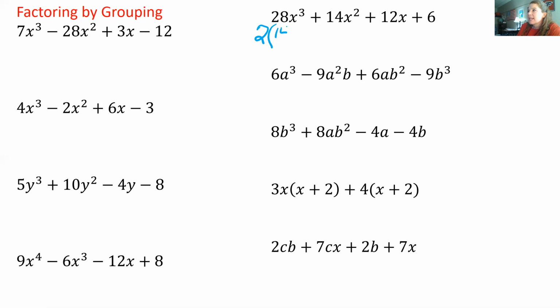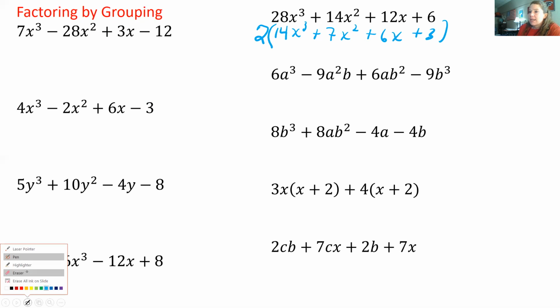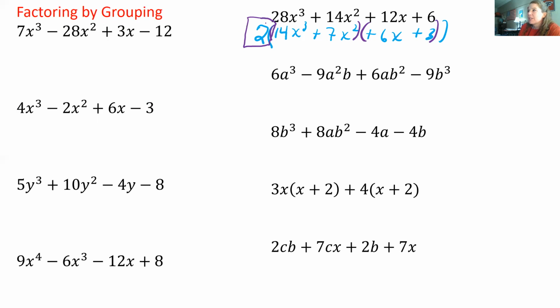So then I have 14x to the third plus 7x squared plus 6x plus 3. Now check your terms. Do all 4 of them have anything in common? No, they do not. So I'm still going to continue forward because I still want to make these even more simplified. So I'm ignoring that 2 for a few minutes, and I'm now going to factor these 4 terms. I'll have to bring it back as part of my final answer, but for now I'm ignoring it.